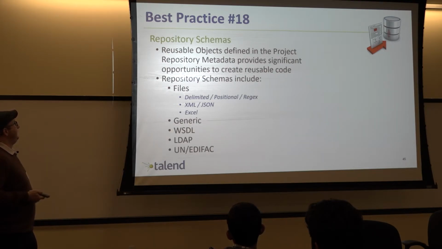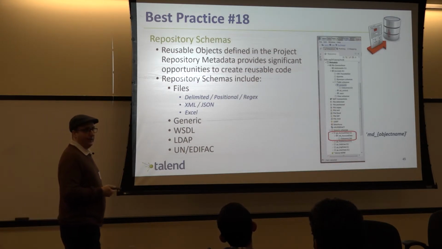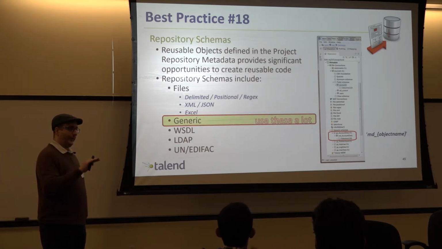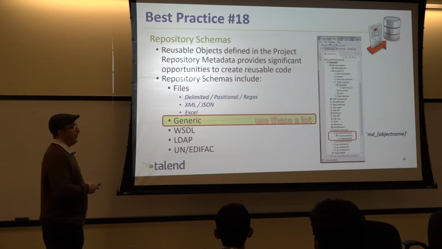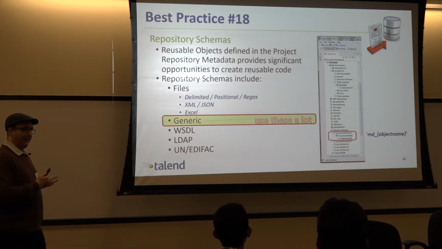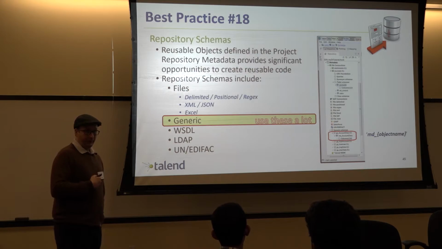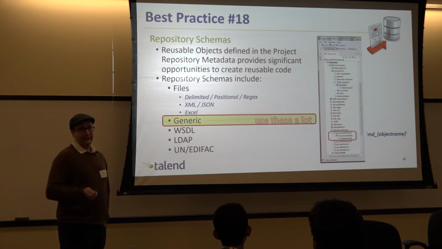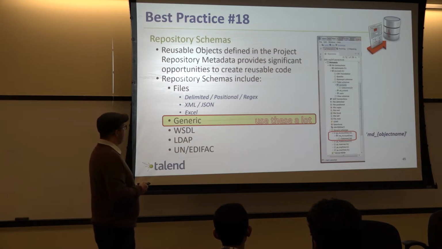So best practice 18 here is knowing about the repository schemas. You can actually create schemas in your metadata repository. So instead of going into each component and doing the built-in schema, built-in being where the schema is stored as part of that job or that component, you can create these schemas in the metadata so they can be reused across many jobs. And changes to the schemas can also be inherited in the other jobs when you make changes to them. So that can also be very useful.